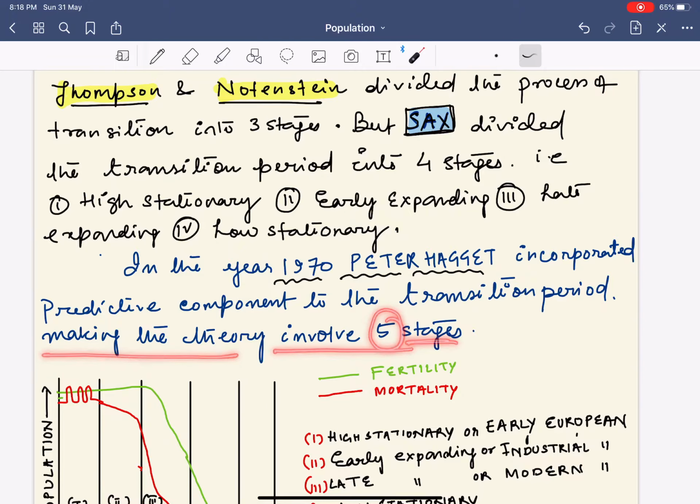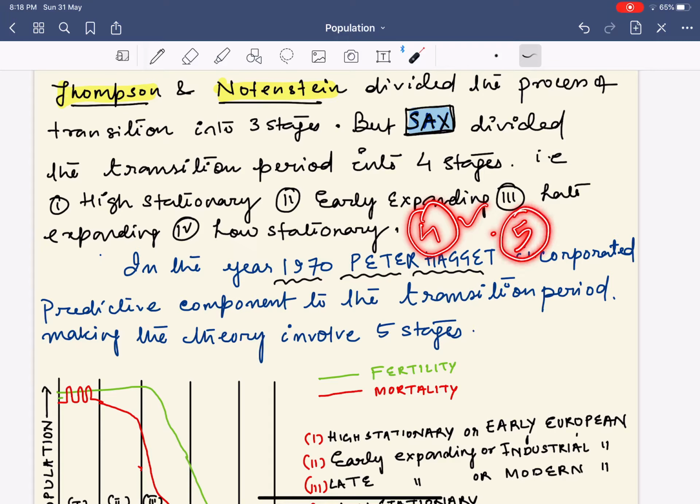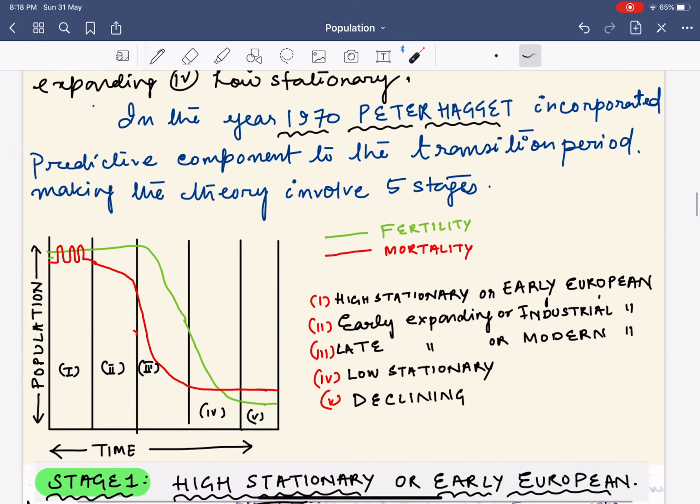See, basically, if you look into your Majid Hussain, Models in Geography, you will find that there are only how many stages? Only four stages have been described. But in actual, five stages have been incorporated. So these notes have been modified. Now, let us understand this.